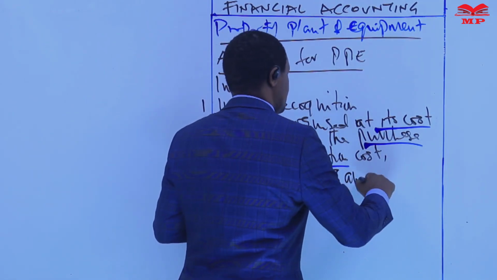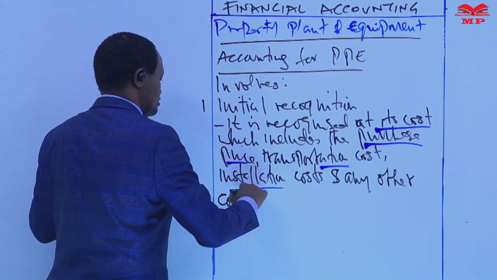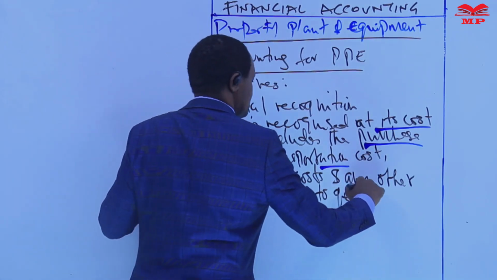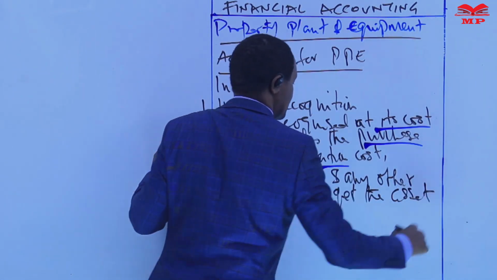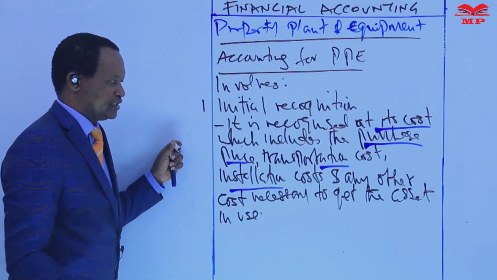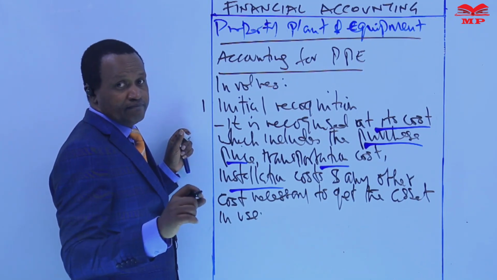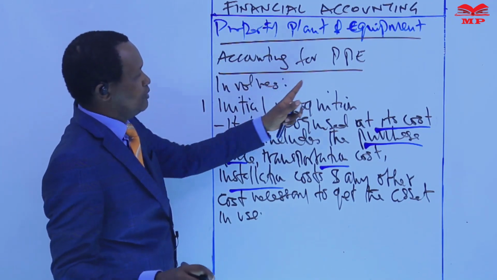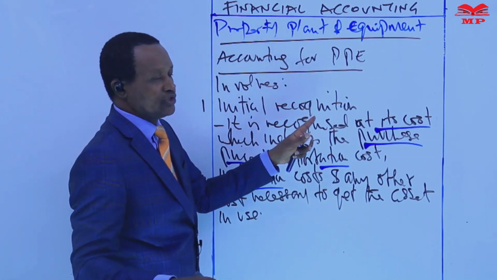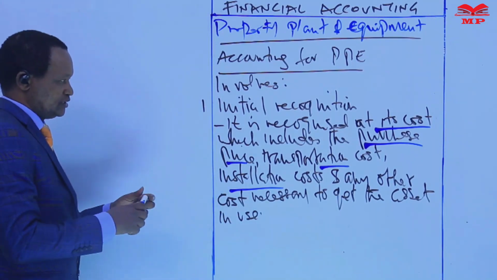And any other cost necessary to get the asset in use. So all these costs are capitalized. All these costs form part of the cost of the PPE. So that is how PPE is first recognized or accounted for. Then there is subsequent measurement.